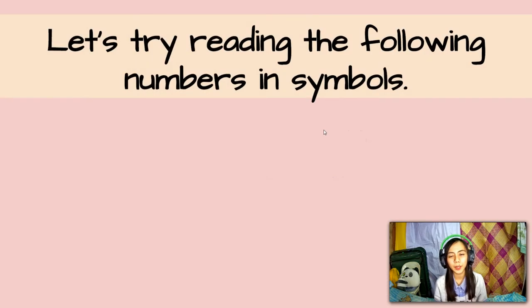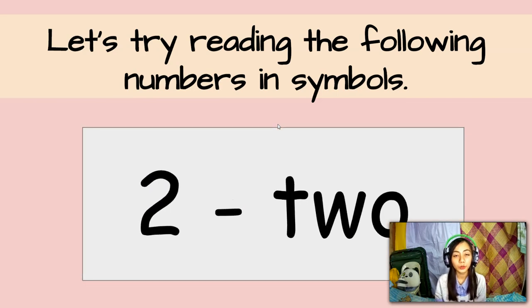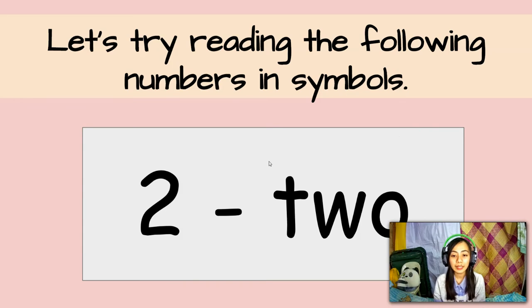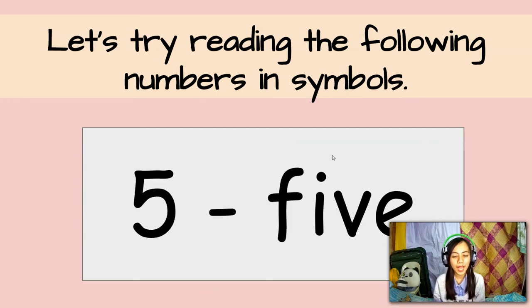Now, let's try reading the following numbers in symbols and also let's try to spell it out. Okay? So, you have to repeat after me. Now, let's start with this one. 2. So, 2. Here is the symbol. And then let's try to spell it out in words as T-W-O. 2. Again, T-W-O. 2. Next, 5. So, F-I-V-E. 5. Again, 5.